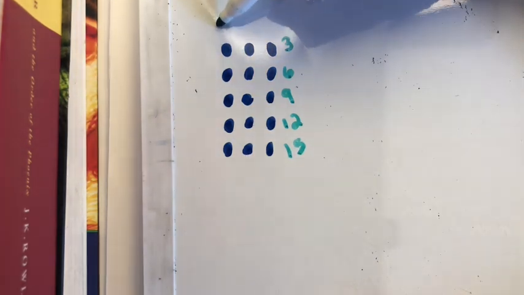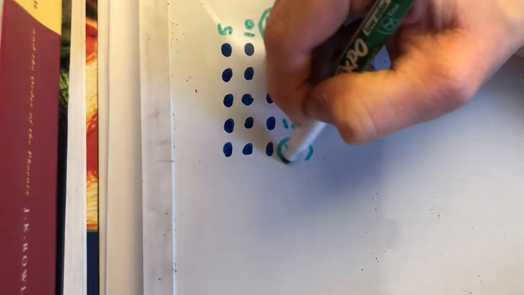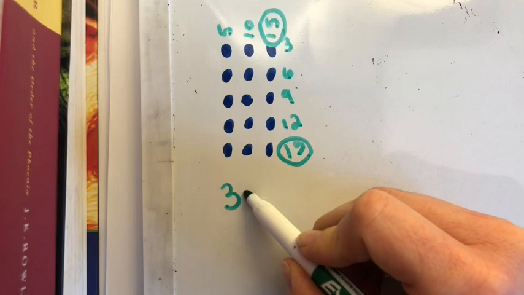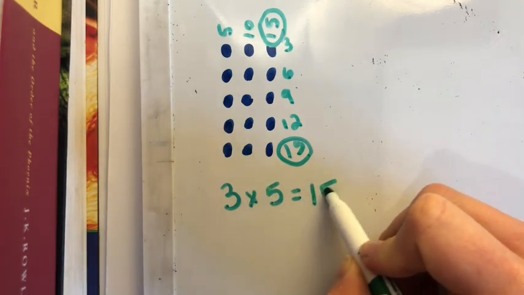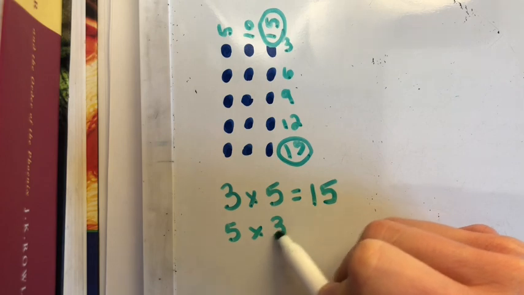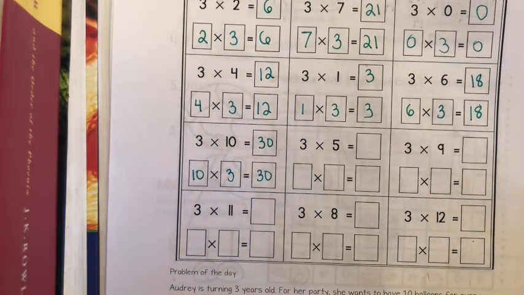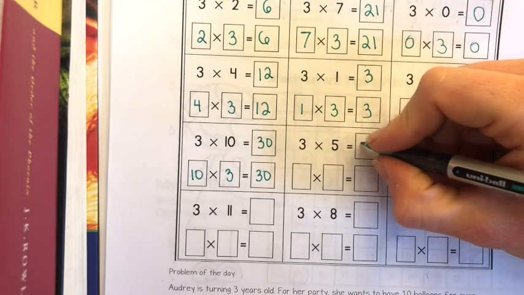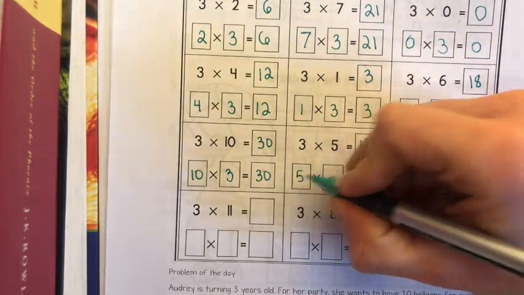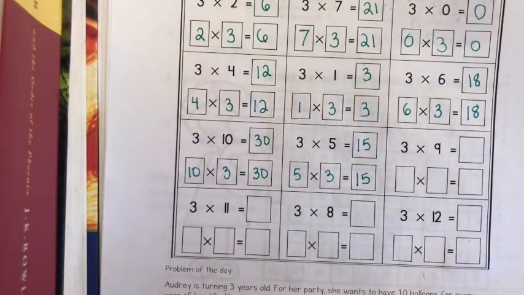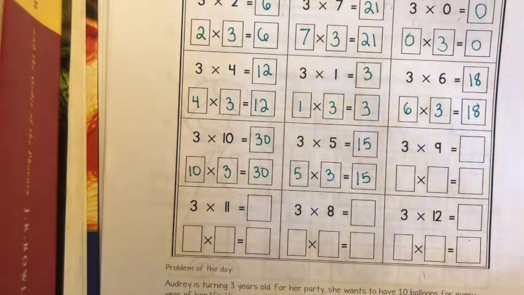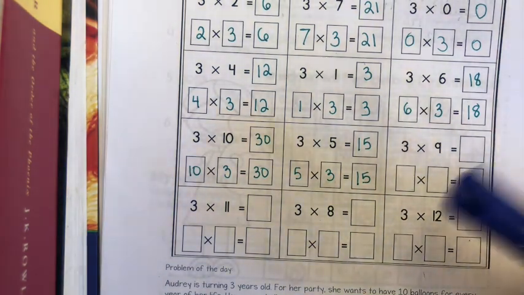Now if I count by fives, it's 5, 10, 15. But we get 15 both times with our total. So 3 times 5 is 15. And 5 times 3 is 15. They're the same, right? Turn my array either way. My dancing array. So let's write it in here. 3 times 5 is 15. 5 times 3 is 15. Oh yeah, let's move on to 3 times 9. Are you sick of my voice yet? And my silly voices.